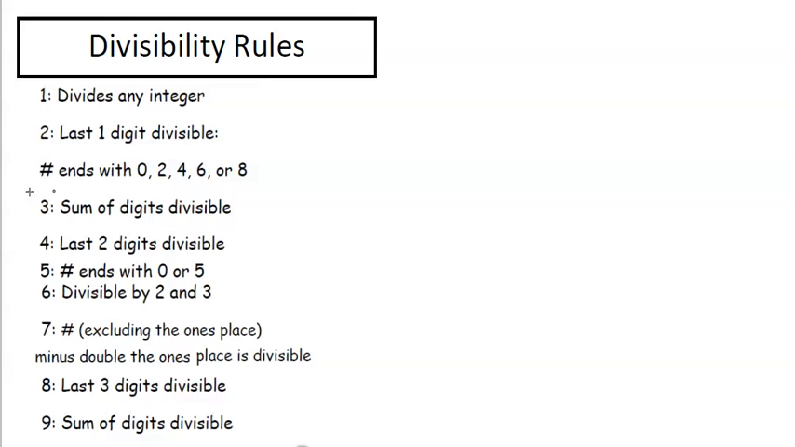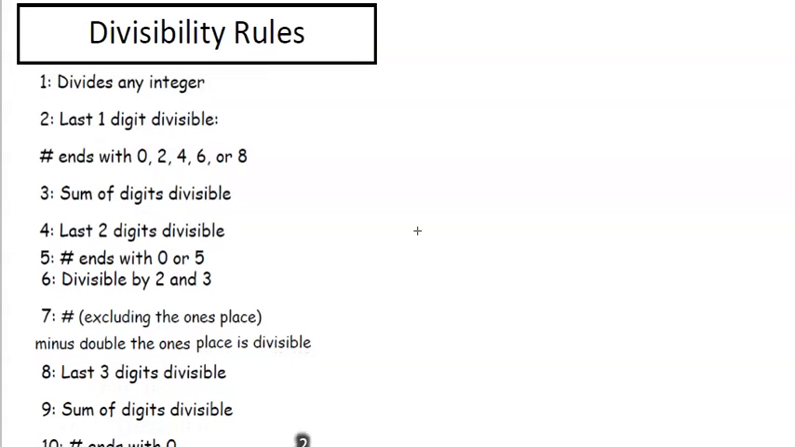Page 2 of the fraction tome is divisibility rules. These are rules that you should have learned in elementary school. 1 divides any integer. So like 12 divided by 1 equals 12. 3 divided by 1 equals 3, and so on.